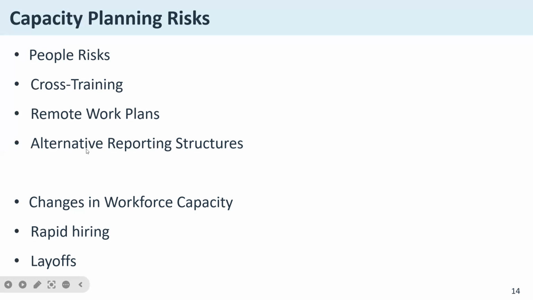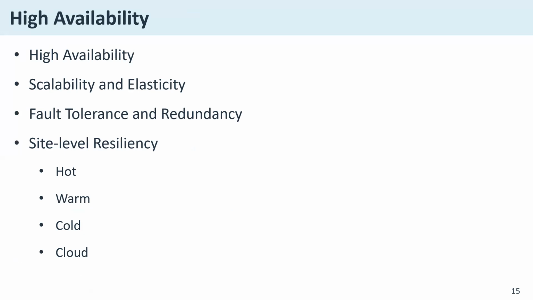So you have alternative reporting structures when something goes wrong, and changes in workplace capacity. Take, for instance, people retire, people move on with their life, people go for advanced studies, people relocate. So what do you do? Because that can result in a disruption, rapid hiring, layoffs. So these are factors, these are risks that you need to put together when you're doing your planning.